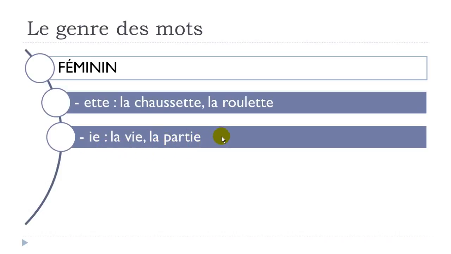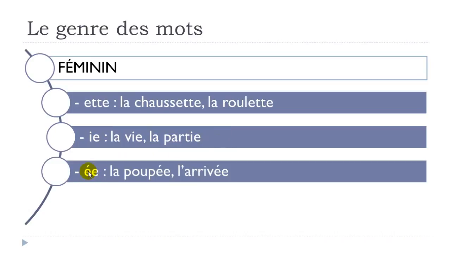They will be feminine as well. And then words ending with accent aigu and a final e, remember this final e is not pronounced, so you will have the sound é. La poupée, the doll, l'arrivée, the arrival. So feminine as well.